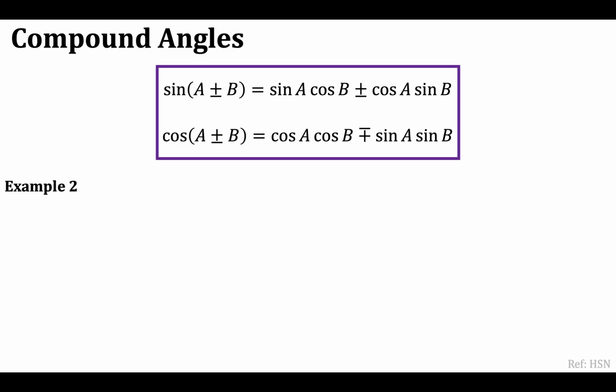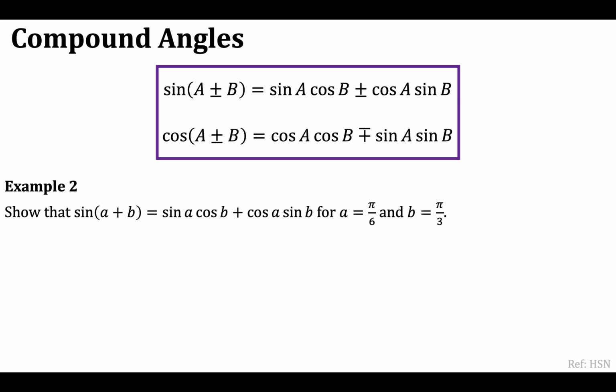Okay, welcome back folks, and we'll look at example 2 this time. We want to show that sine of a plus b is equal to sine a cos b plus cos a sine b for a equal to pi over 6 and b equal to pi over 3. So this is a proof question. We're asked to show that.